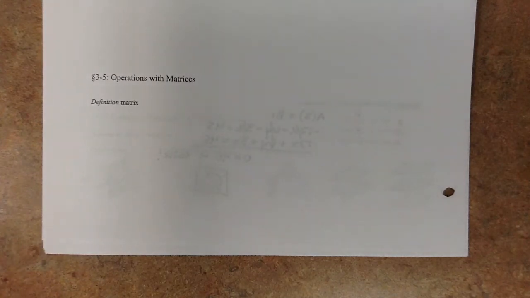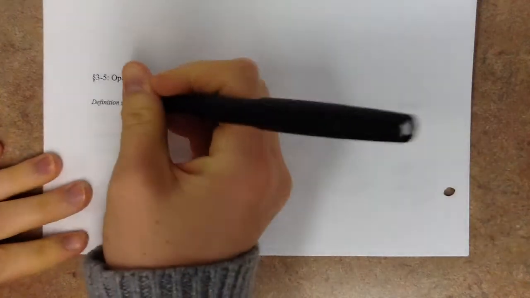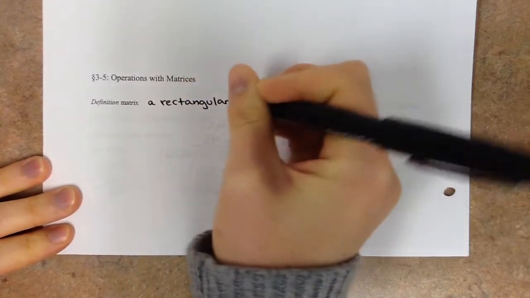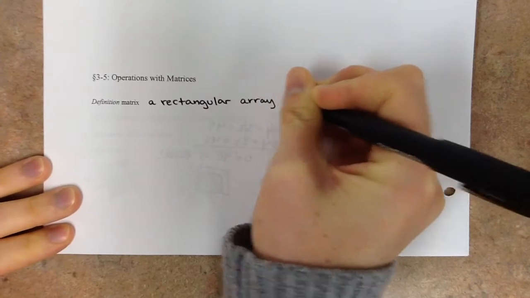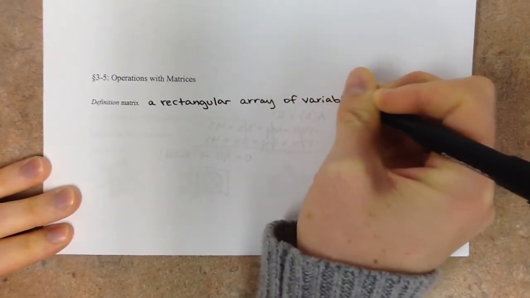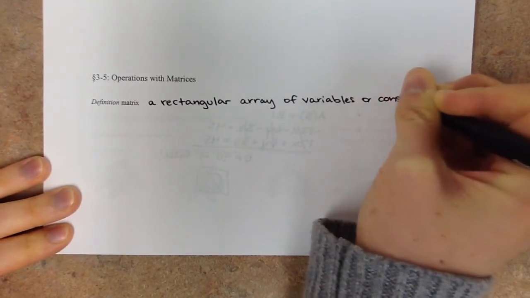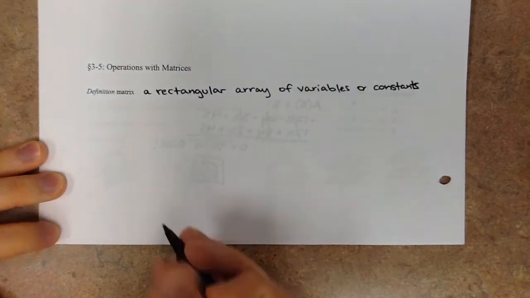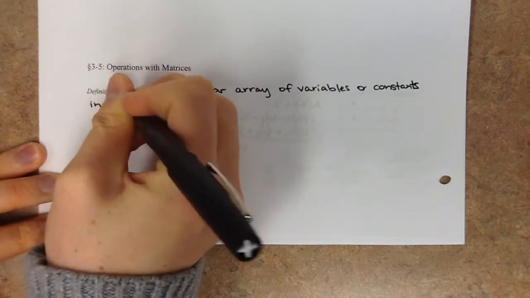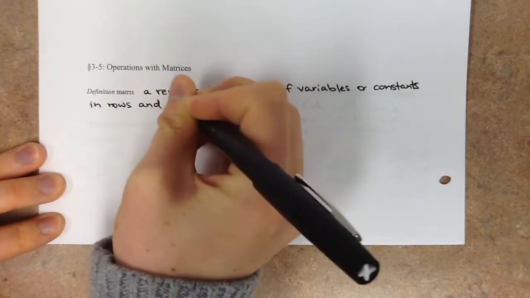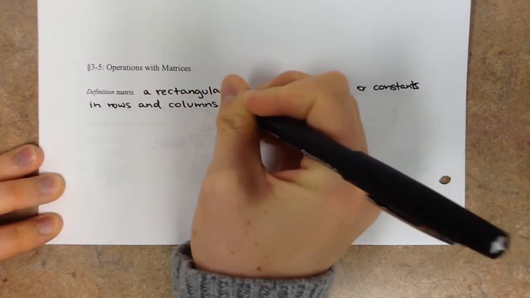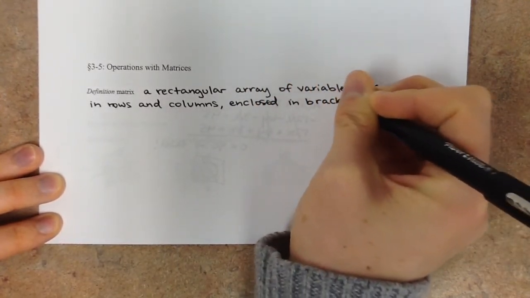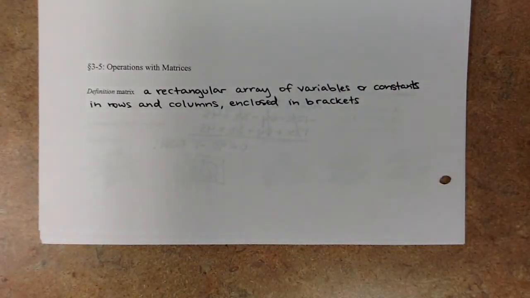So the definition itself: a matrix is a rectangular array of variables or constants in rows and columns enclosed in brackets. All right, so that's the definition. So get that written down.